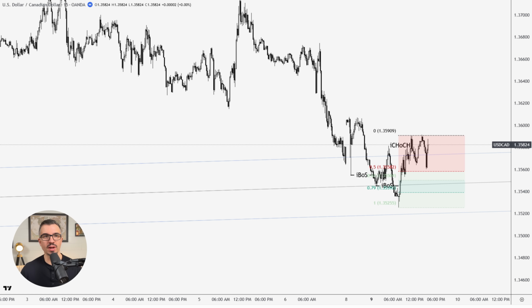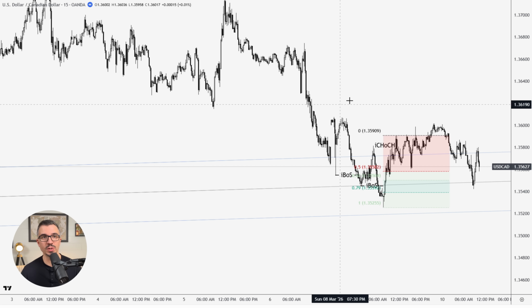So here we can see the market test that high once again. You can see that we actually wick above it. It does not matter. I'm still looking for this area down here to be mitigated. You can see there we even close above it. Still does not matter. I'm looking for this area down here to be mitigated, which we get right there.